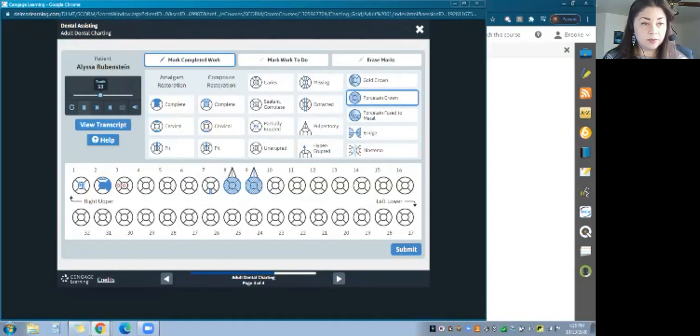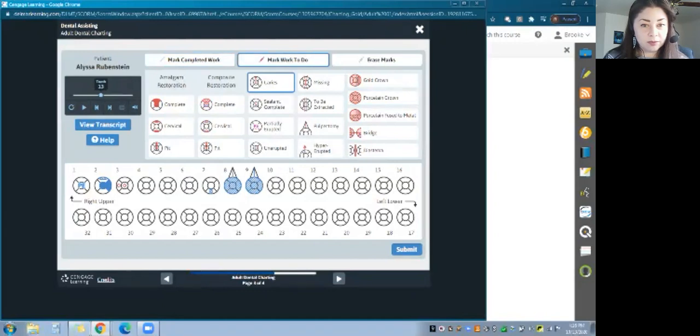Number 13 has caries on the buccal cervical and an amalgam on the disto-occlusal. Number 13 has caries on the buccal cervical. Okay. So you can always pause it if it's multiples until we get used to it, okay? Now I already forgot. Number 13 has caries on the buccal cervical.